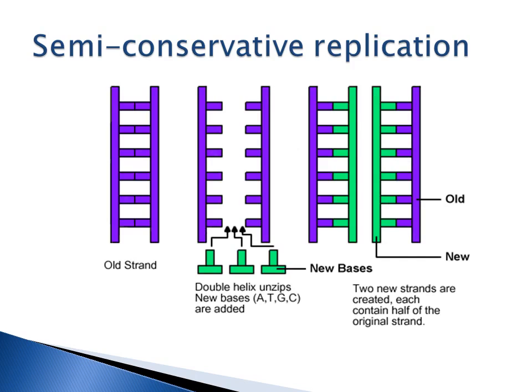So this depiction of semi-conservative replication shows the original parental double-stranded DNA. That double-stranded DNA has to break apart. Each daughter cell gets one half of that original double-stranded DNA, and another strand is then made so that you'd get two double-stranded pieces of DNA.